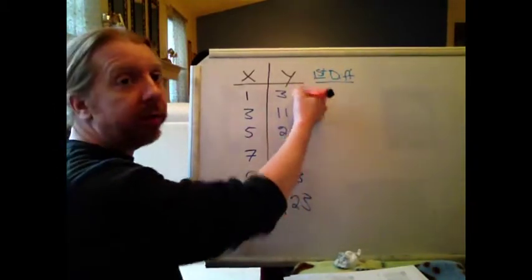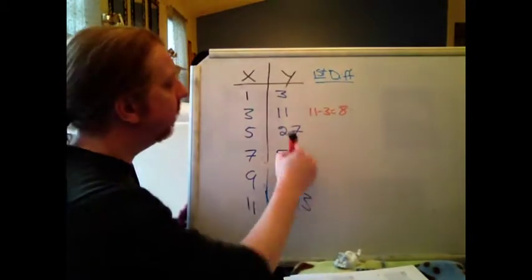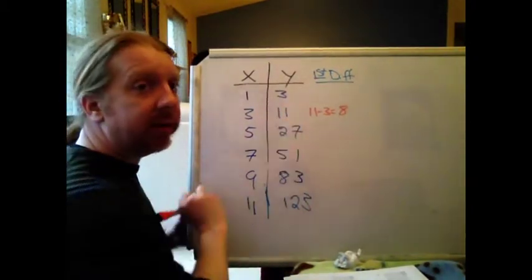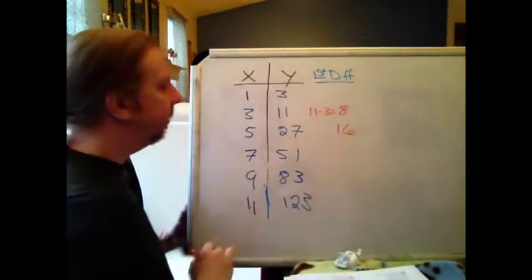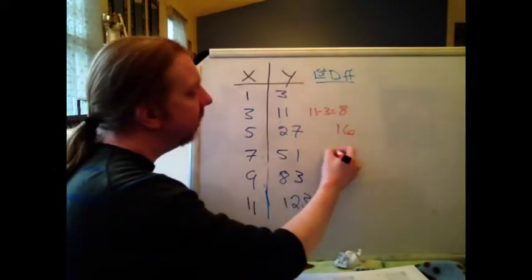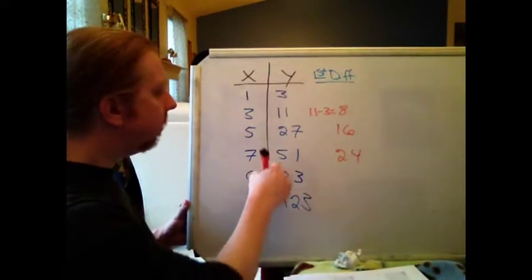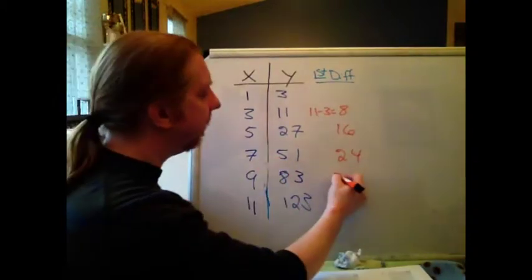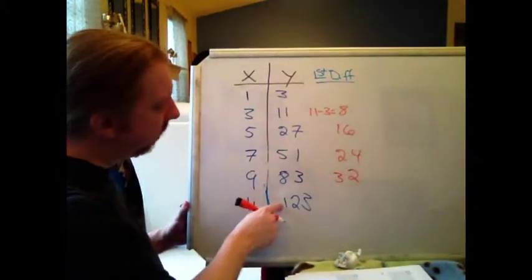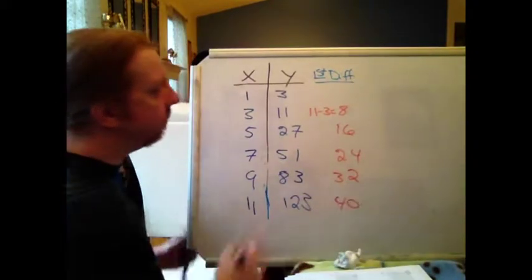So for example, 11 minus 3 gives me 8. 27 minus 11 is going to give me 16. 51 minus 27 is going to put me at 24. 83 minus 51 puts me at 32. And 123 minus 83 puts me at 40.